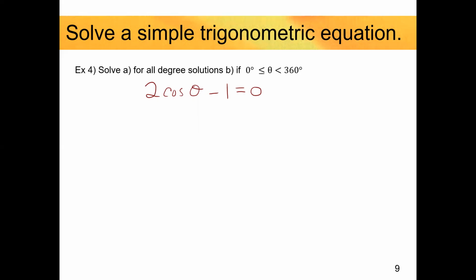First things first, what we learned from algebra, can you get cosine theta by itself? That's what I want to do, using the addition property of equality and the multiplication property of equality first.